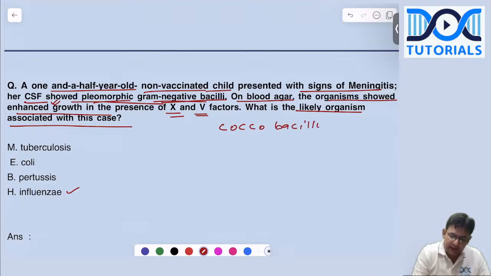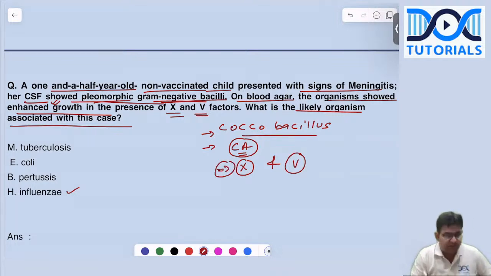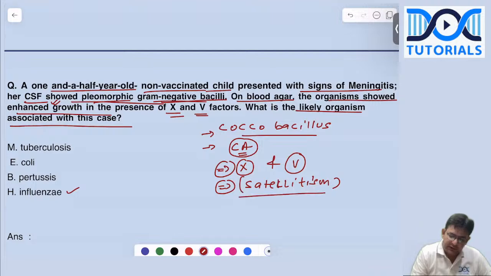Another takeaway from this question is that it loves to grow on chocolate agar. And what is chocolate agar, guys? In blood agar, if you add X and V, that is chocolate agar. Okay, it loves to grow on chocolate agar. So this is also a hint that in the presence of X and V, hemin and NAD, the growth is good. And definitely, as you're saying in the comment section, it shows satellitism. Another important hint regarding this.